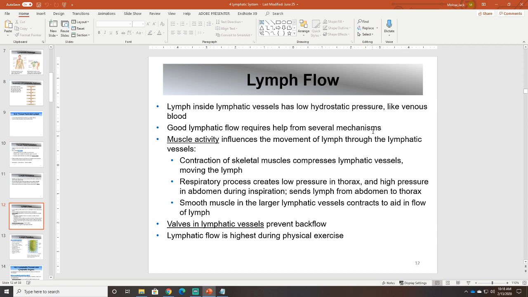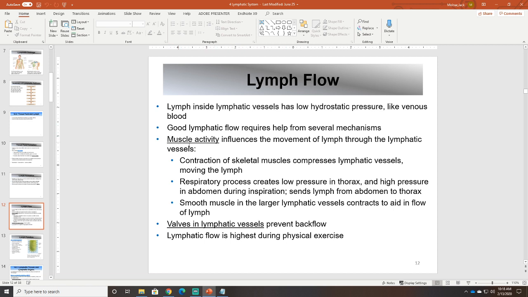That can lead to visible swelling and puffiness. All right, so lymph inside the lymphatic vessels has low hydrostatic pressure, meaning, in other words, lymph pressure is low. Similar to venous blood, good lymphatic flow requires help from a couple mechanisms.